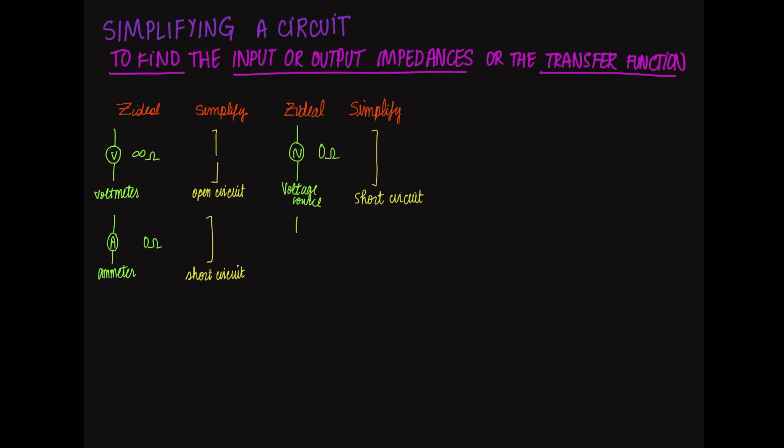The same idea follows with sources. If the source has an impedance near zero, it simplifies to a short circuit, and if it has an impedance near infinity, it simplifies to an open circuit. Now, let's put this knowledge into practice by looking at an example.